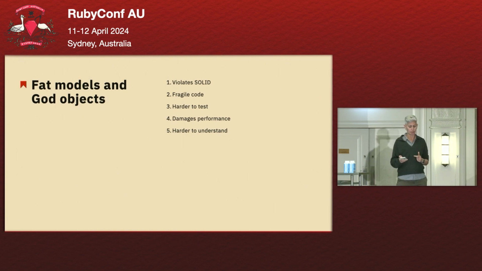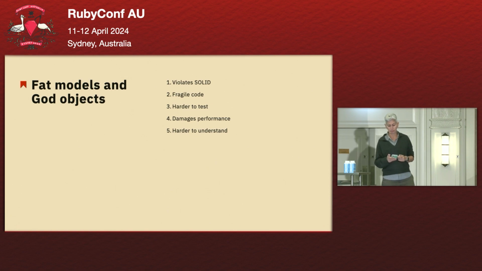The problems with fat models and God objects: one, it violates a couple of the SOLID principles. It definitely violates the single responsibility principle, and it violates the open-closed principle, which says you open for extension but close for modification. It makes our code a lot more fragile because the code has to be updated frequently, so it goes through a lot of churn. But because it does so much, every small change that we do, we don't know what the impact on the rest of the app is going to be. Like, where is it going to touch and change things that I haven't considered?